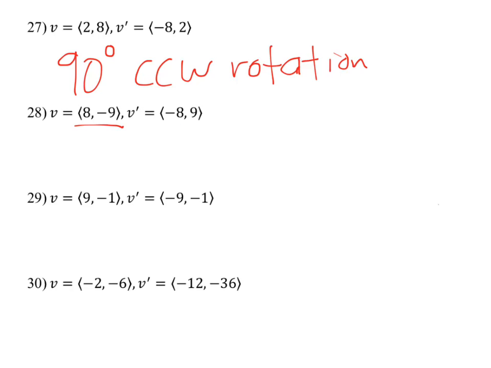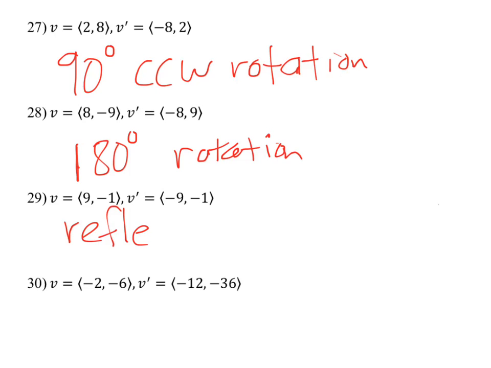On 28, we start out here. We're just changing the sign on both of them. If you change the sign on both your components, it's a 180-degree rotation. Here we have 9, -1, -9, -1. So if you change the sign on just one of them, it's a reflection. And if you change the sign on the x component, it is a reflection over the y-axis. Things are just on the other side, laterally.